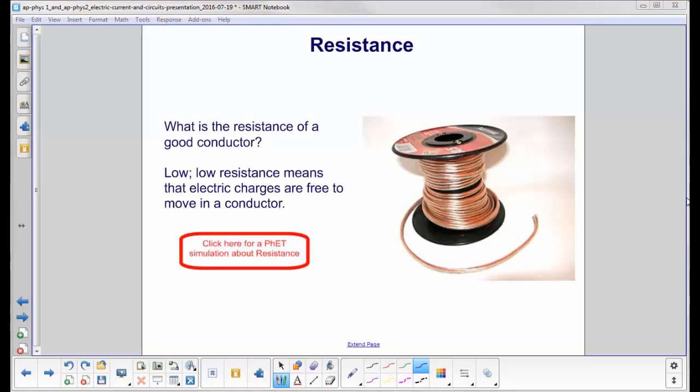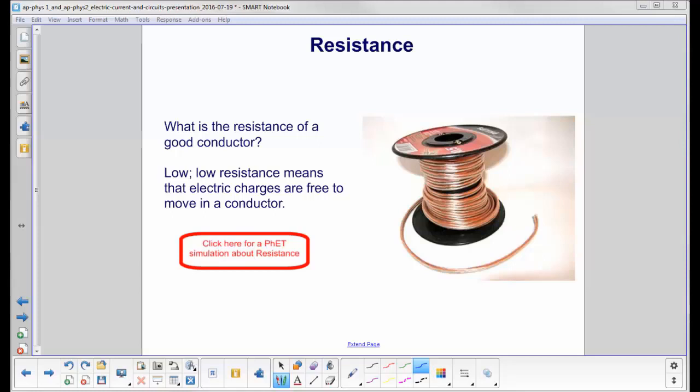What is the resistance of a good conductor? Well, on the previous page, we talked about how we wanted to use materials with a low resistivity. And that is so we have a low resistance in the conducting wire. So the answer, we want a low resistance because more electric charges are free to move in a conductor. But in addition to resistivity, the length and the cross-sectional area also come into play.